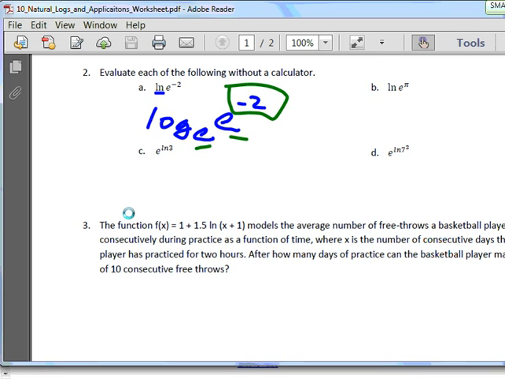On the application problem, I think it's safe to say that we would let you use the calculator on any application problem, unless it says specifically in the directions.